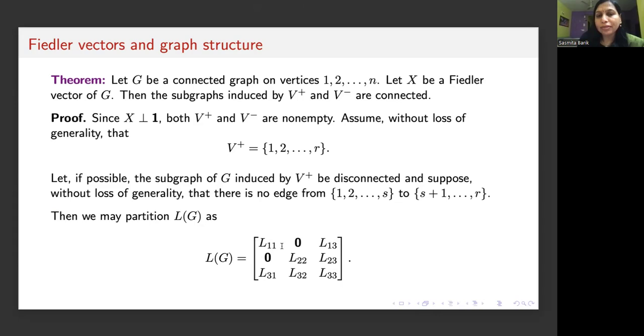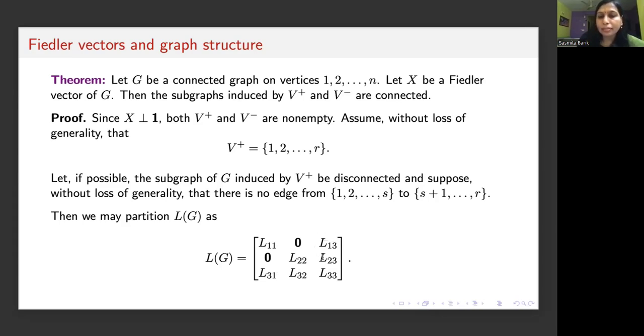So L11 is basically the graph which is induced by 1 to S, and L22 is the subgraph of G that is induced by S plus 1 to R. They don't have any connection, so here it will be 0 and 0. And from 1 to S, there can be connections to other vertices, those from R plus 1 to N. Because the graph is connected, there will be certain entries which are non-zero.